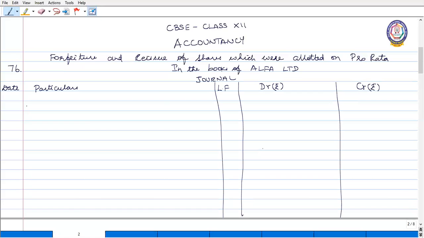Yes. So first entry is for the application money received. Okay. Bank account debit. We received 1 lakh applications and the application amount is 4 rupees per share. Okay. So the total money received is 4 lakh. To equity shares, application and allotment.